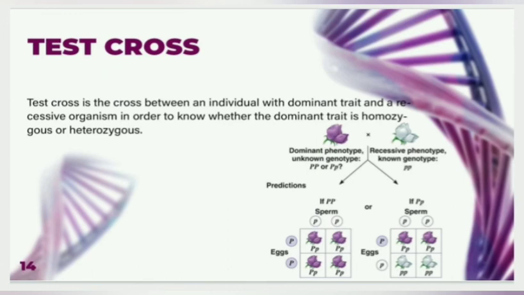Test cross. Test cross is the cross between an individual with dominant trait and a recessive organism in order to know whether the dominant trait is homozygous or heterozygous. Dominant phenotype, unknown genotype. Recessive phenotype, known genotype.